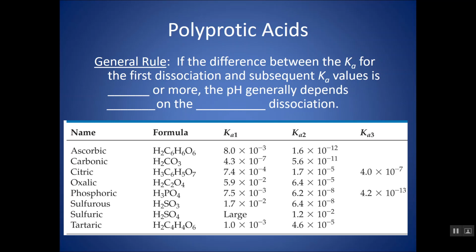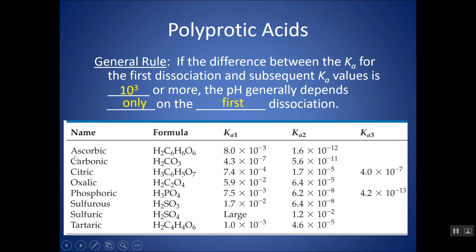So if you remember, what was that difference you were looking for between the initial acid and the Ka? What was that magic number? 10 to the 3, right? Or 1,000-fold difference. So for polyprotic acids, you're going to have a similar condition. If the difference between the Ka values from the first ionization and the subsequent Kas is 10 to the third or more, then the pH is only going to depend on the first ionization.